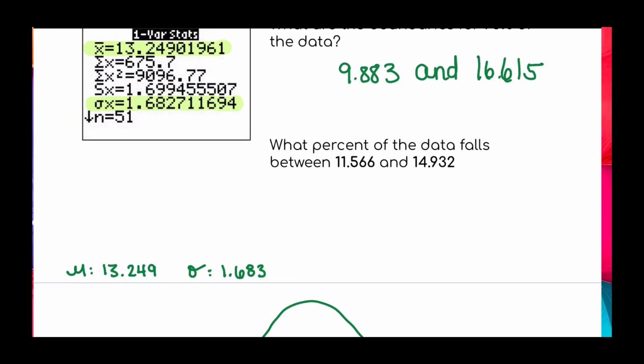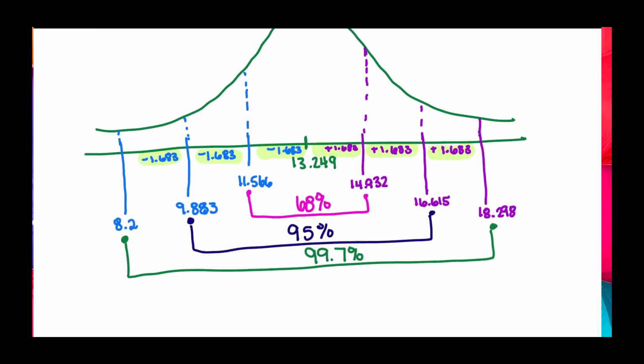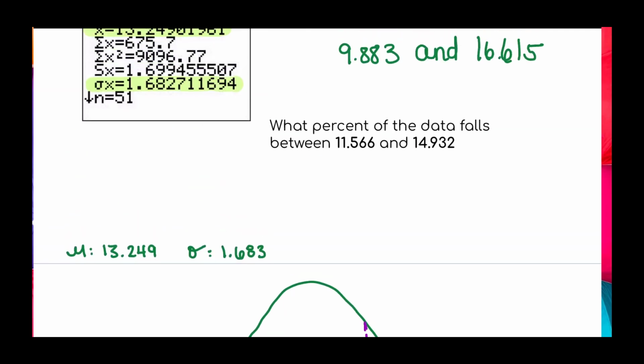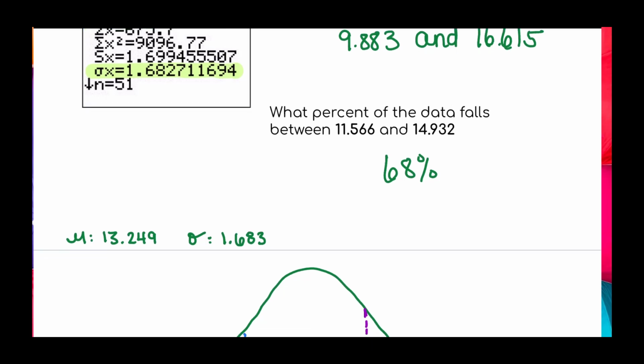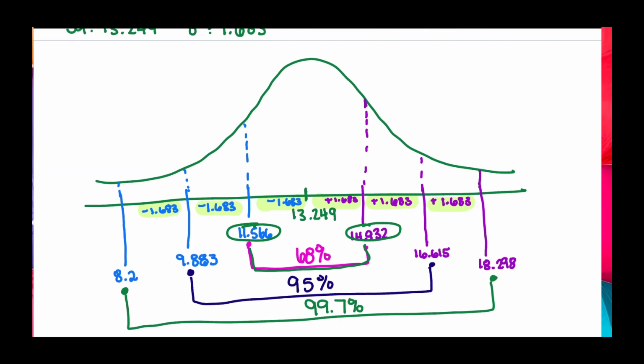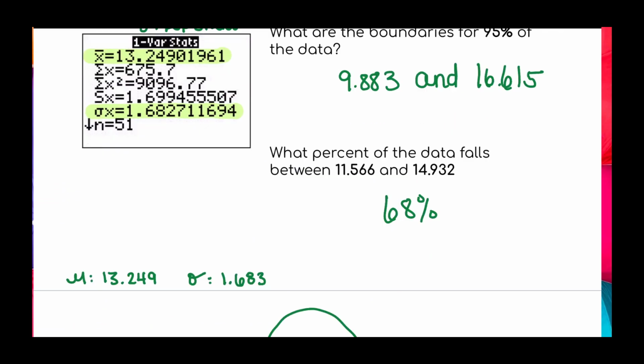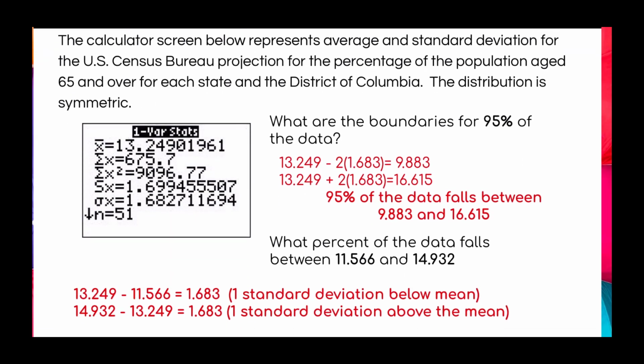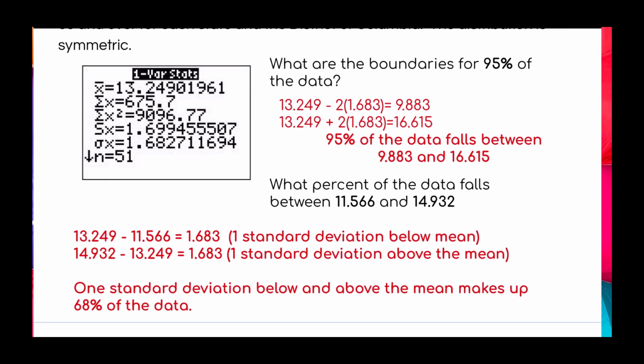All right, and again, the work is right here. And then it says, what percent of the data falls between 11.566 and 14.932? So 11.566 is right here, and 14.932 is right here, and you can see that that is approximately 68% of the data. All right, so I do find it easier to draw it out first and then use that to answer the questions.